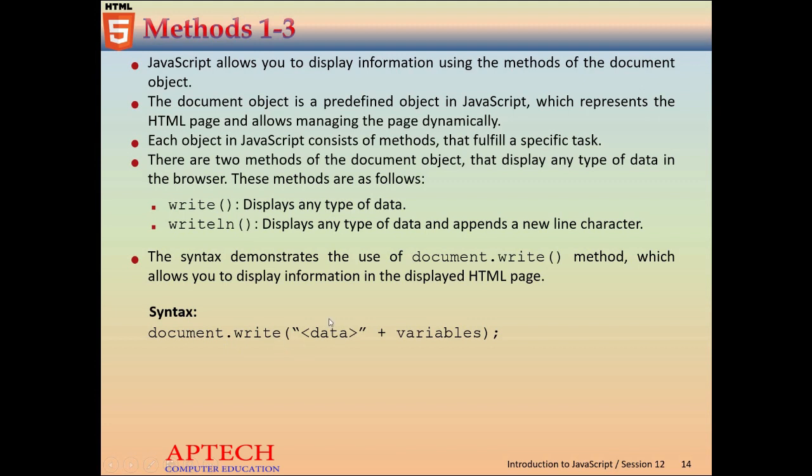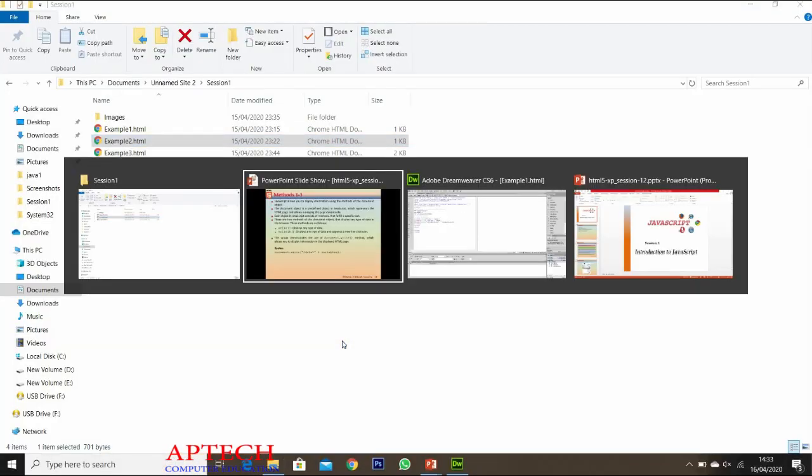document.write, and inside it the message that you want to print, plus is the symbol that we use for concatenation between a variable and your message. So let's see an example.